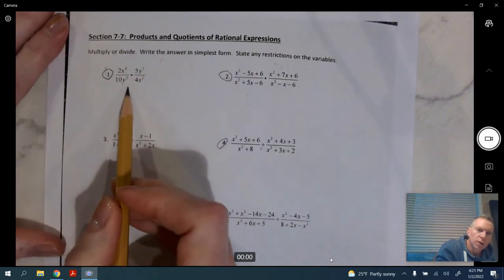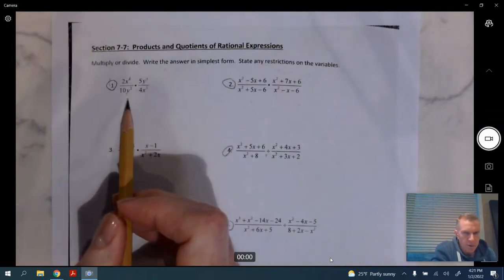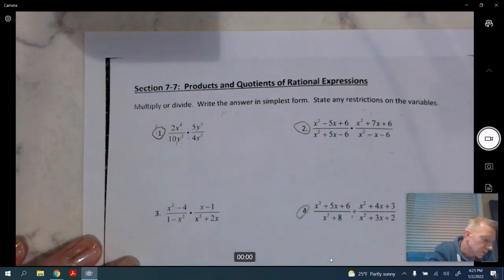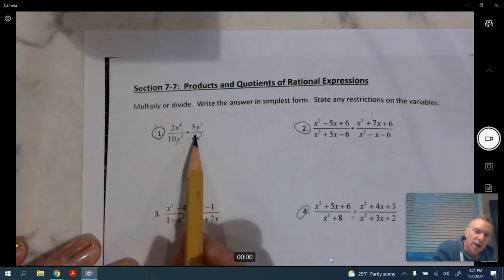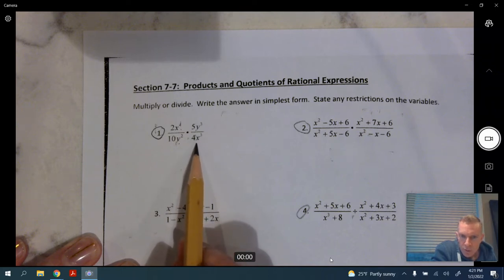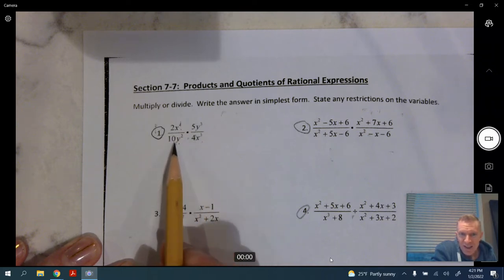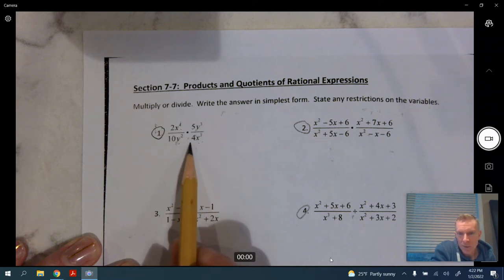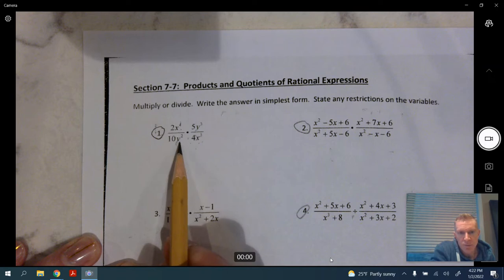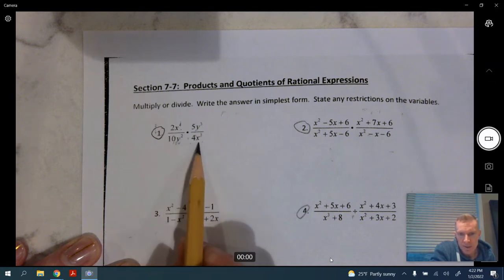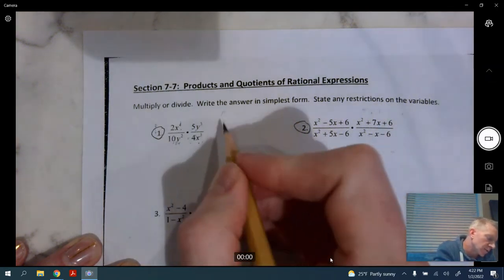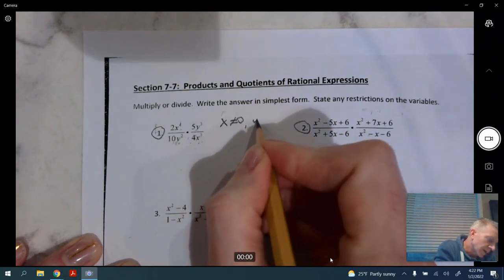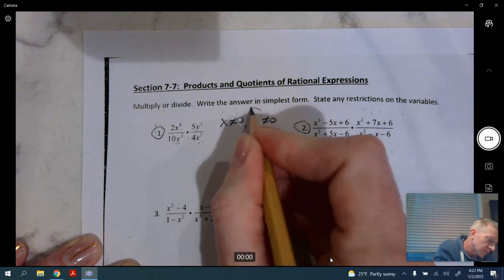Okay, but what we're going to do here, 2x to the fourth, I'll zoom in a little bit on that one, over 10y squared, over 5y cubed, over 4x cubed. So first of all, any value of x or y that makes any denominator 0 at any point, because you can't divide by 0. So if y is 0, you're going to divide by 0. If x is 0, you're going to divide by 0. So we're going to write out our restrictions. X cannot equal 0, and y cannot equal 0. So there's our restrictions.